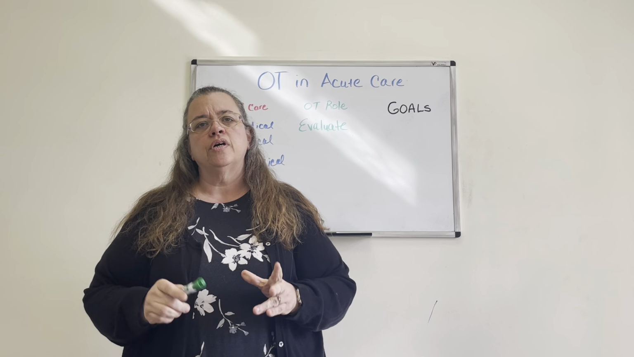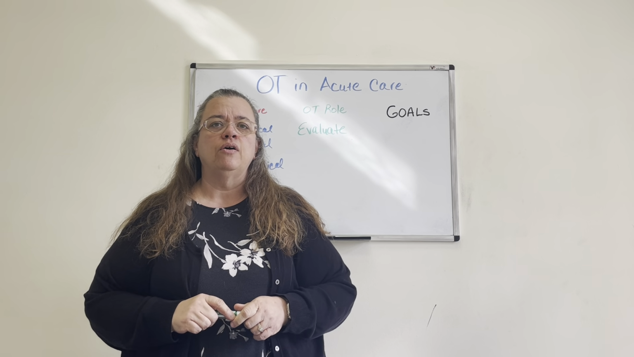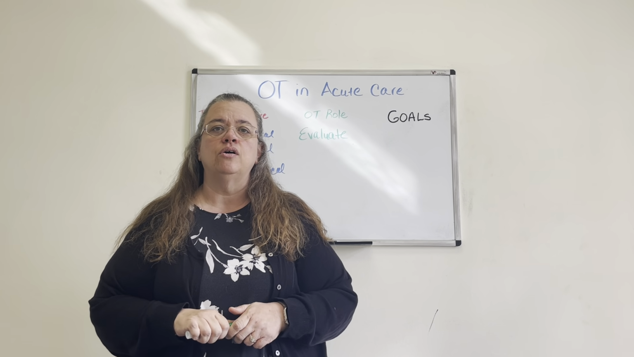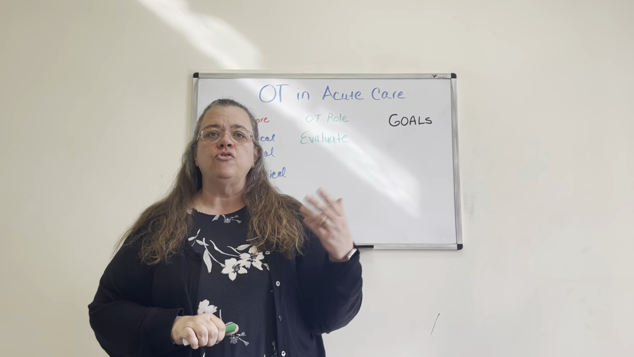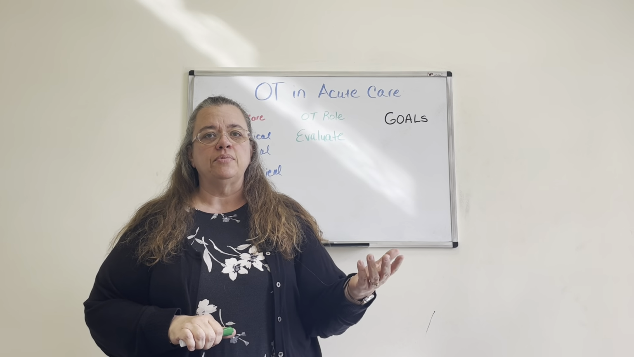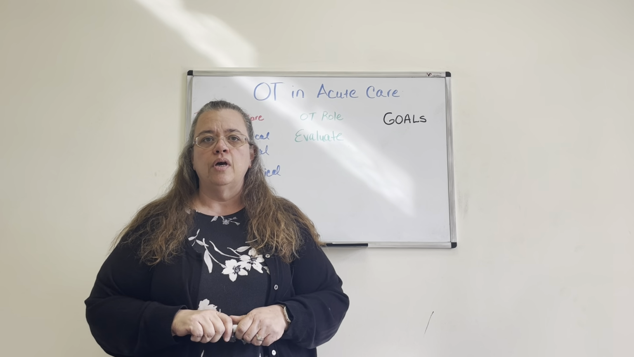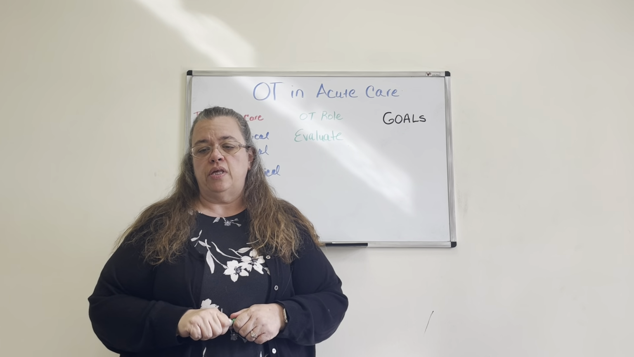So once we look that up, we're going to go into the patient's room and we're going to figure out what their living situation is. Who do they live with? What type of house? How many stairs do they have to get into the house? Is their bedroom upstairs? If their bedroom's upstairs, that poses a big problem for most people going home from an acute care setting.